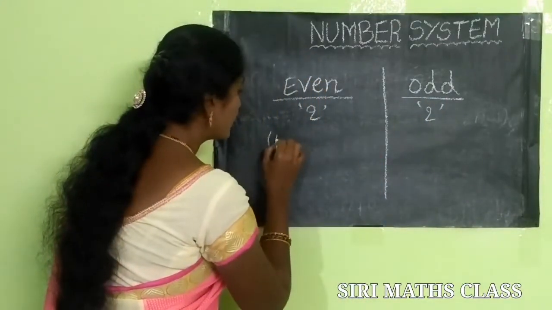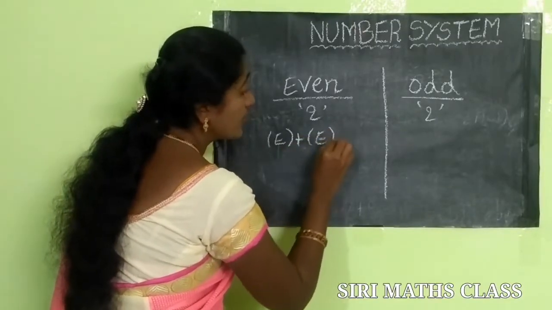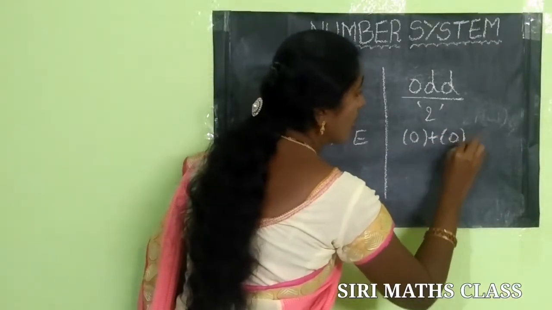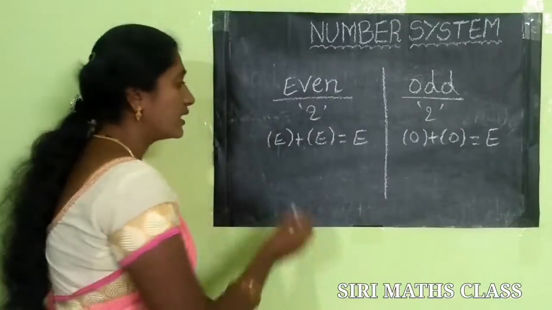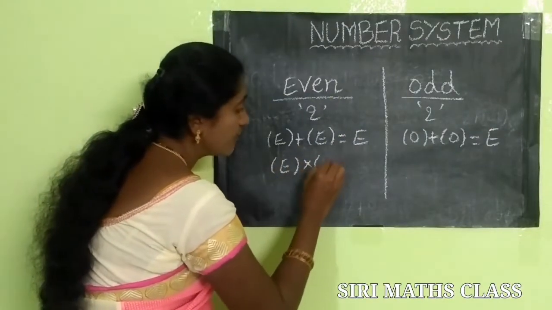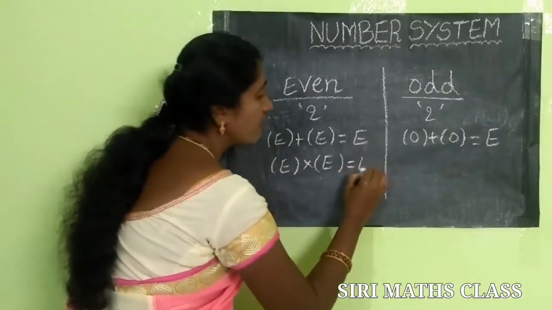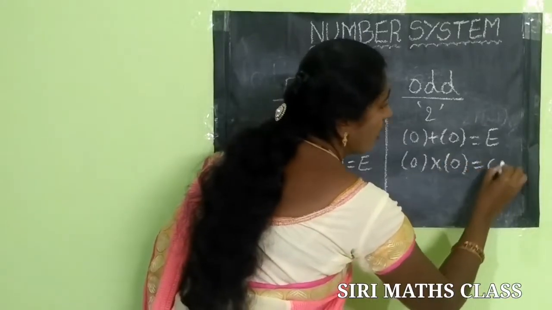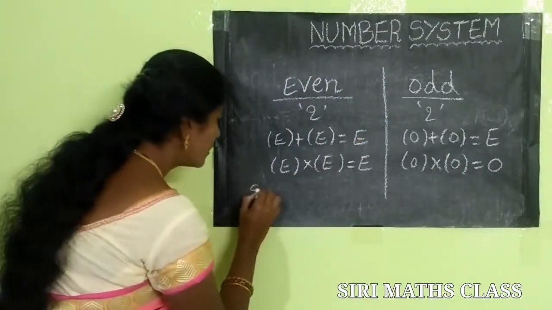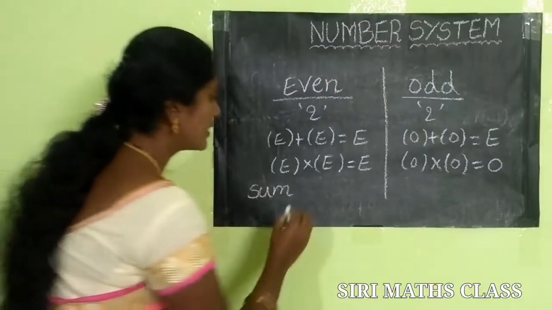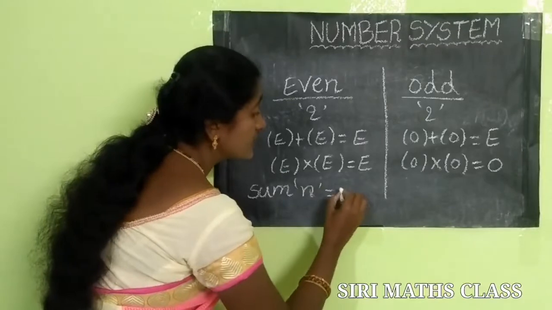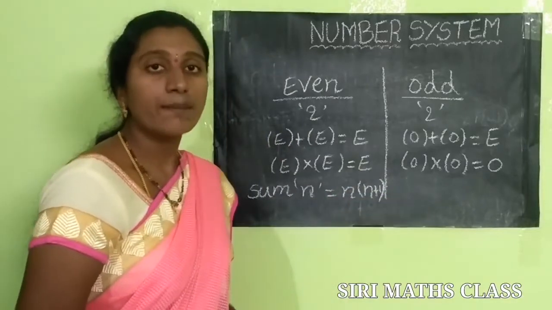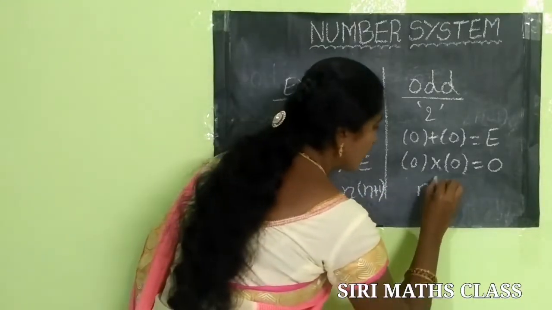Sum of two even numbers is always even. Sum of two odd numbers is always an even number. And also the product of two even numbers is always an even number. And the product of two odd numbers is always an odd number. And the sum of first n even numbers is n into n plus 1. And here the sum of first n odd numbers is n square.